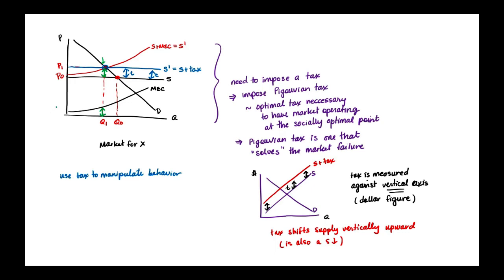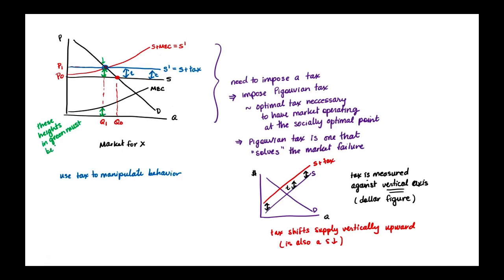I want to try to write that without making my graph too messy. So these heights in green must be the same. And we understand why they're the same, right? Because we took the marginal external cost curve and we added it on top of the supply curve. So everyone agree that those two distances in green have to be the same.